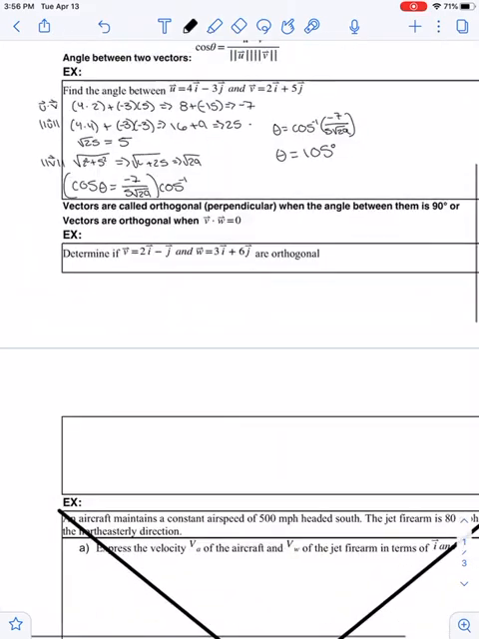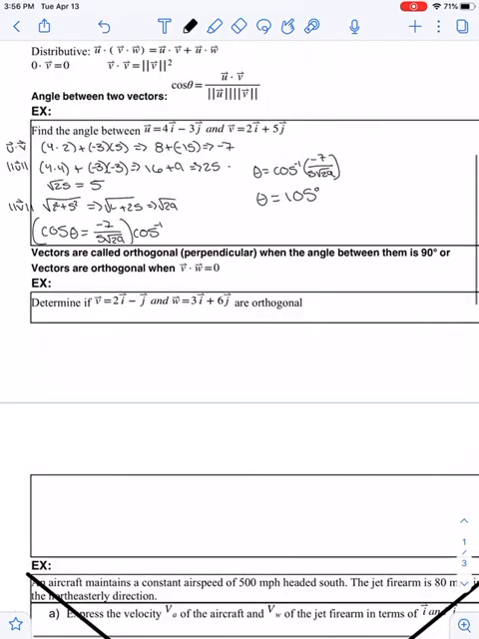All right. Now we're on the last one, and here's where we're talking about orthogonal vectors. Vectors are called orthogonal or perpendicular when the angle between them is 90 degrees. And that makes sense because perpendicular lines create a 90 degree angle, like this. So vectors are orthogonal when their dot product equals 0. So we're going to determine if v and w here in this example are orthogonal.